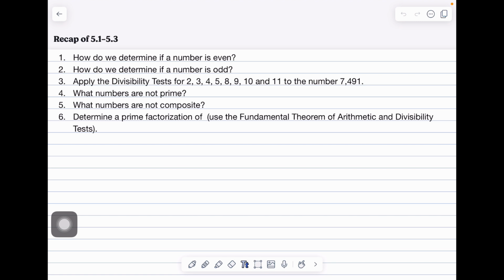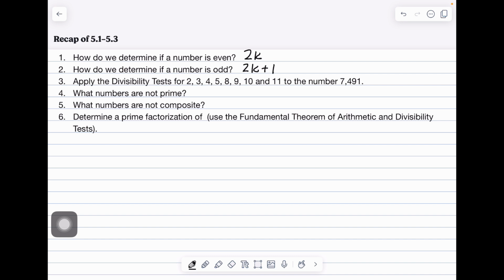Let's take a look at a quick recap of what we did in Chapter 5, sections 1 through 3. So first of all, to determine if a number is even, it has to be able to be written as 2 times a whole number. So, for example, the number 12 is even because it can be written as 2 times 6. If it's an odd number, it's 2 times a whole number plus 1. So the example could be the number 7 is odd because it's written as 2 times 3 plus 1.